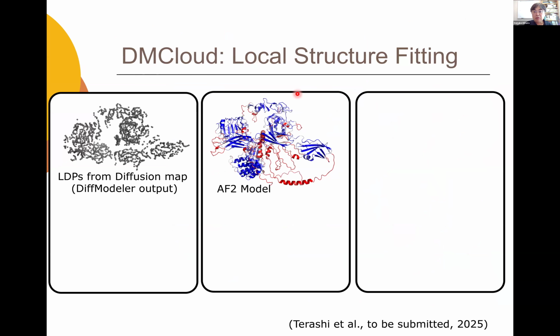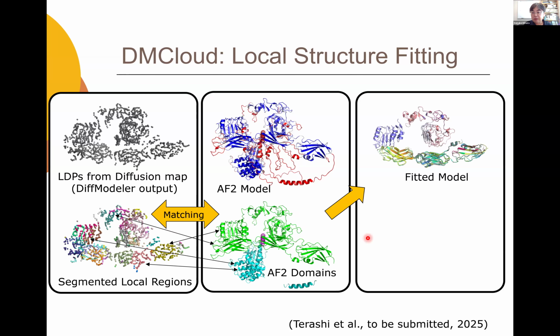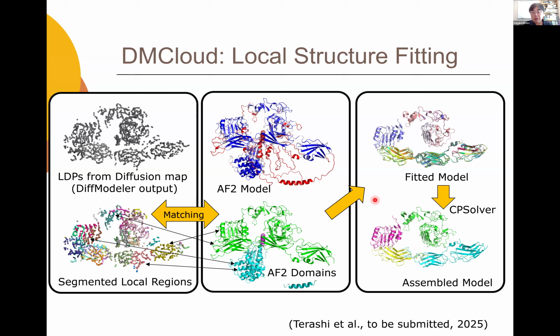We also have a newer version of the diffusion model called DMCloud. DMCloud does local structure fitting instead of global structure fitting. We will submit this paper soon, but it is already available on our EM server.